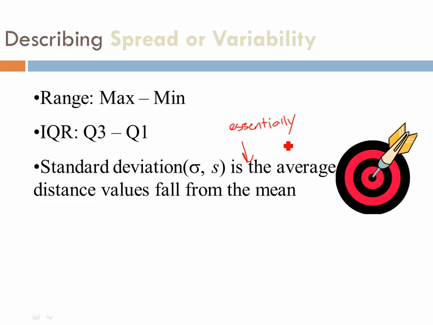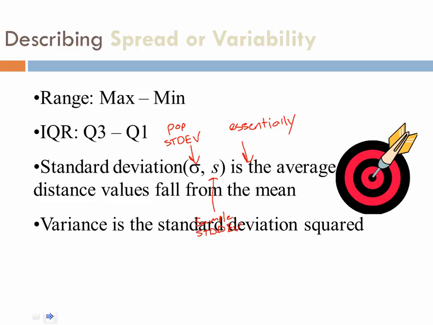There are two things we will use for standard deviation. We will use this symbol, a sigma. This is for a population standard deviation, capital STDEV for population. And this small s we will use for our sample standard deviation. Okay? Essentially, it's the spread of our values.